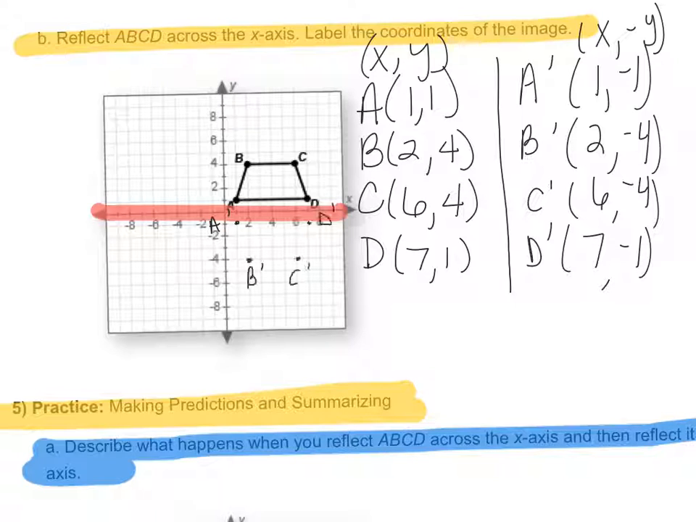All right. So I went ahead and plotted all my points. Now all I'm going to do is connect the lines. Now you can see what it looks like if you were to reflect that triangle ABCD across the x-axis. And you have your rule, which is right there.